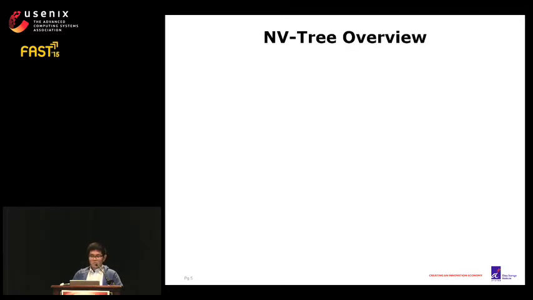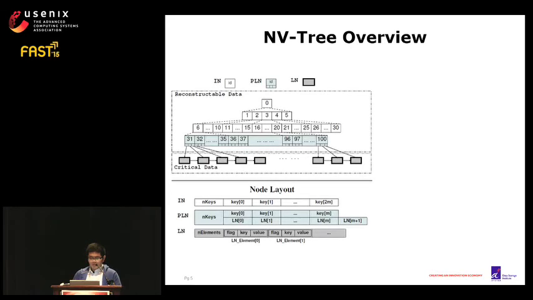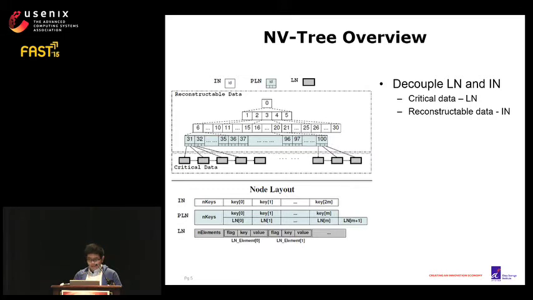So to address these issues, we design a new tree structure called the NVTree to efficiently provide data consistency. So here's an example of NVTree. To reduce the amount of data that needs ordered memory writes, we first decouple tree nodes into critical data as the leaf nodes, and the reconstructible data, the internal nodes, here.